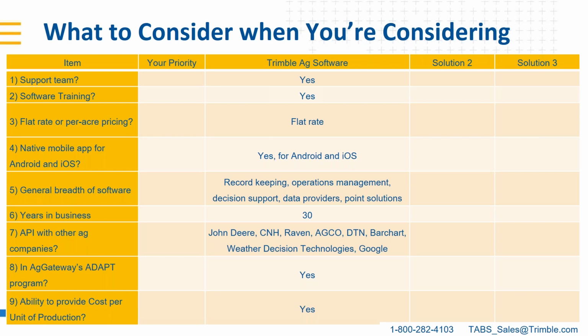And then, does it provide you a cost per unit of production across your whole farming operation? Or is it more limited to equipment, or is it more limited to inputs, or is it more limited to genetics, right? So does it cover your entire operation?